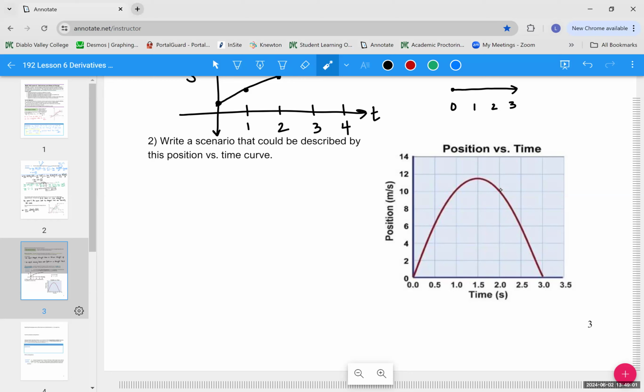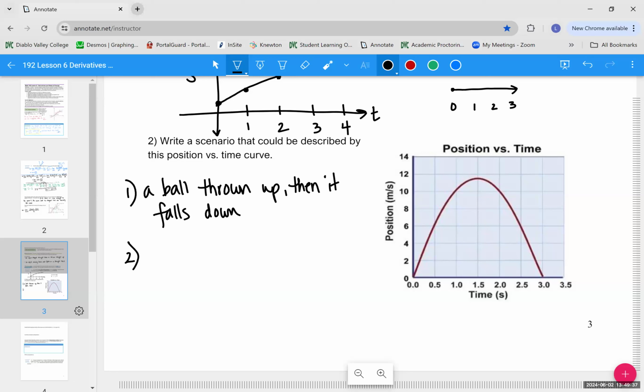There are a lot of different options. I've heard a lot of people say maybe a ball thrown straight up in the air, because then it's going to fall down. Gravity. So it went up, this would be the part of it being thrown up, and this would be the part of it falling back down.